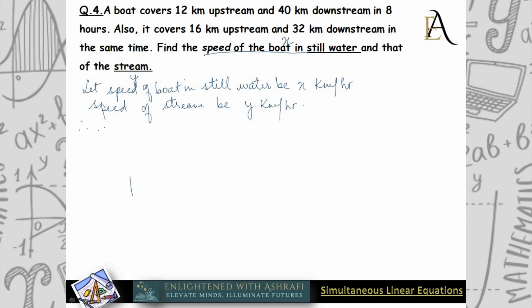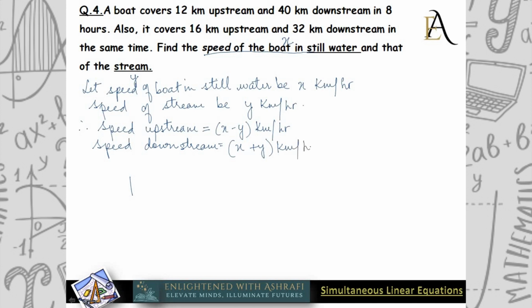So therefore, the speed upstream will be x minus y kilometers per hour and the speed downstream is equals to x plus y kilometers per hour, because the stream is along the flow, so plus.